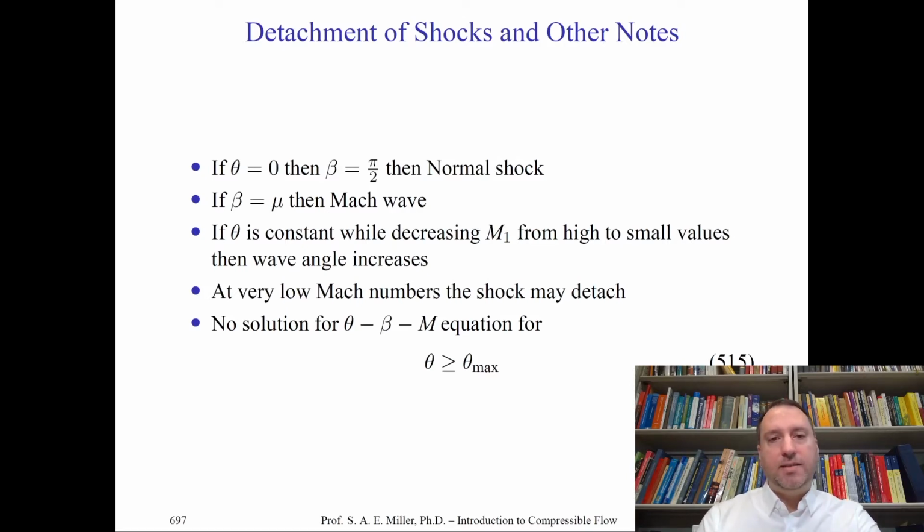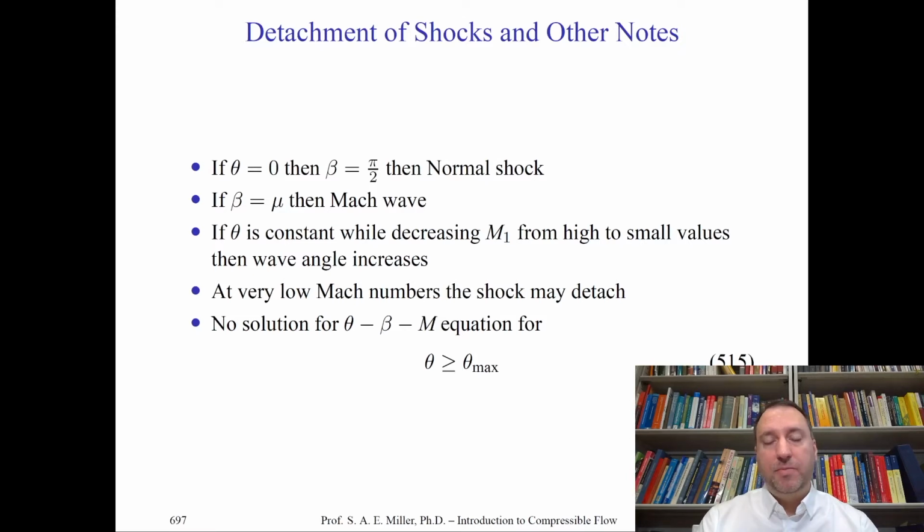Now, if theta is constant, we hold theta constant and we decrease M1 from very, very high values to very, very small values, then of course the wave angle beta will increase. And you can see that by holding theta constant and seeing decreasing Mach number solutions on the theta-beta-Mach number chart. Try that out for yourself. Take a second and bring it out and look at it. Next, you can see that for very, very low Mach numbers, even with well-behaved angles, the shock waves indeed detach. And that's very much like very low supersonic flow. That is where a transonic condition would happen with a global Mach number just greater than 1.